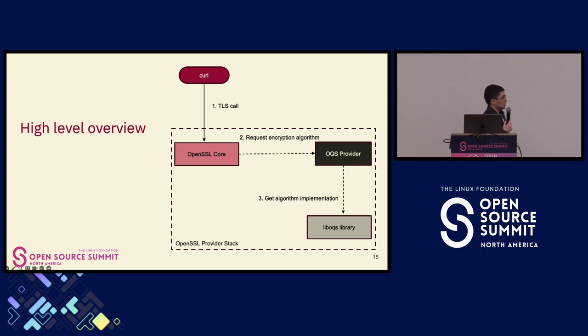So here's a little high-level overview. This uses curl as an example, but this is how a provider works with OpenSSL. Curl makes a TLS call. It goes to the OpenSSL library, which then needs to look up an algorithm to encrypt with. It goes to the current provider. If you didn't do anything, it would just use the default provider that ships with OpenSSL. In our case, we're going to have built the OQS provider and sidecarred it in, so it would instead go to the OQS provider to get the encryption algorithms. Then the OQS provider looks up the algorithm implementation within the LibOQS library through its API. Nice and simple. You get that big OpenSSL provider stack box around it. Easy way to look at it.